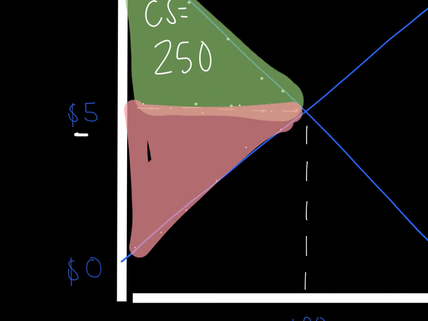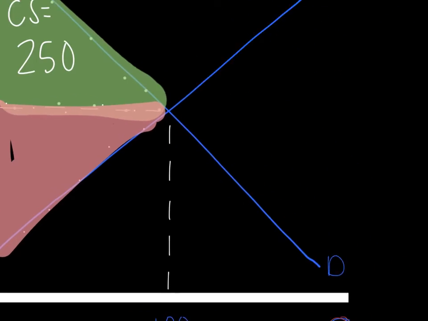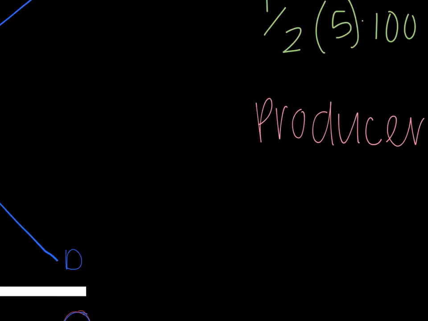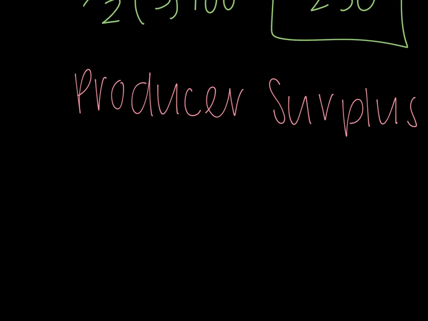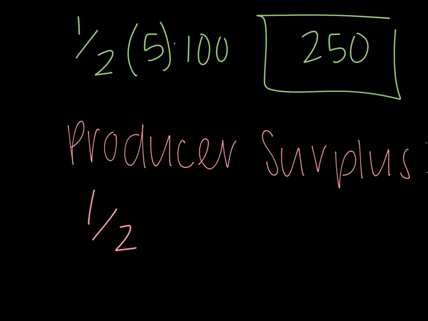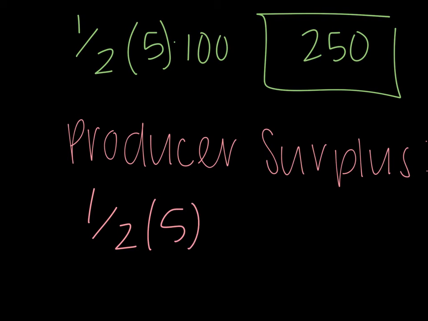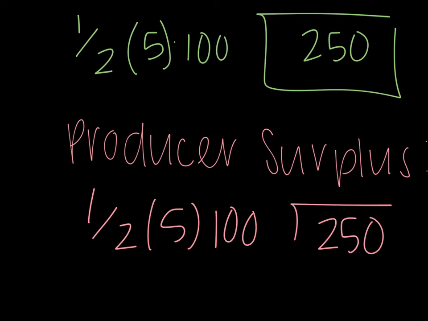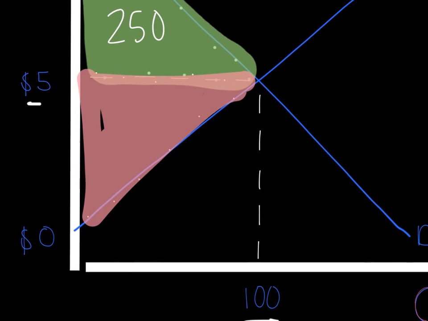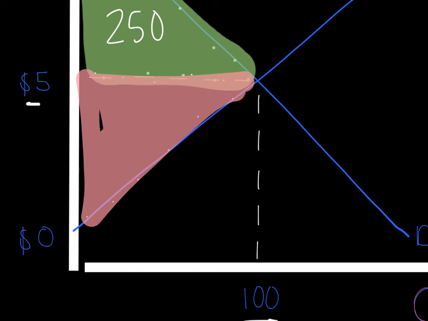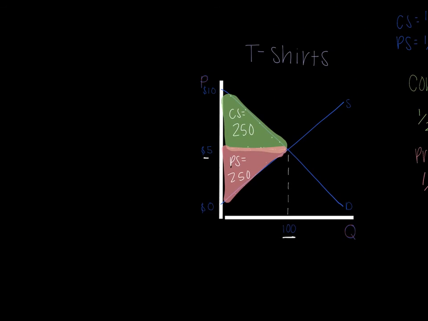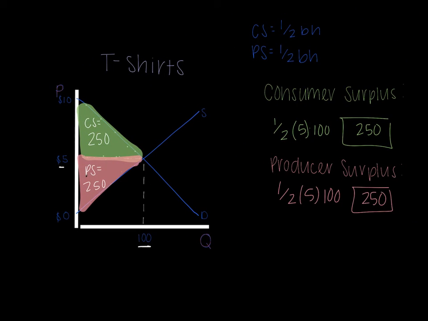So you're going to take that and it's going to be $5 and then 100, because it's practically the same thing. So then you have 1/2 times 5 times 100, calculate it, and you'll get the same thing, 250. So your producer surplus in this region is going to be 250 also. And that is how you calculate producer and consumer surplus.